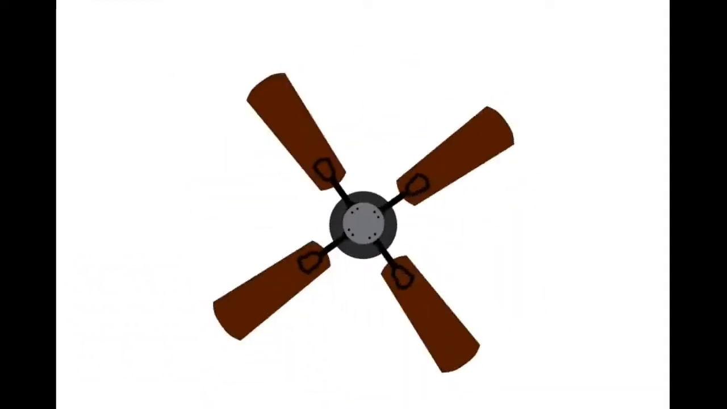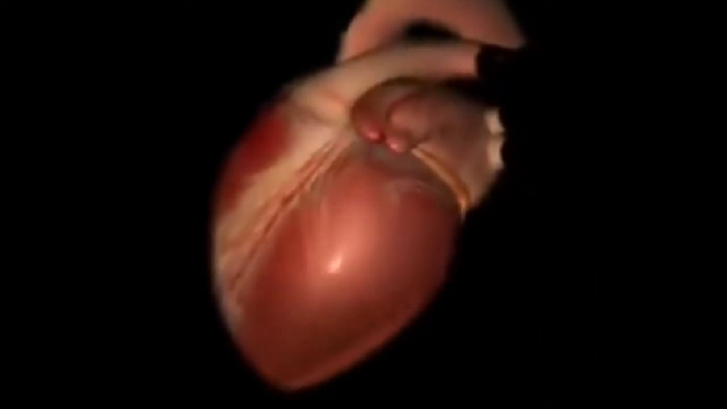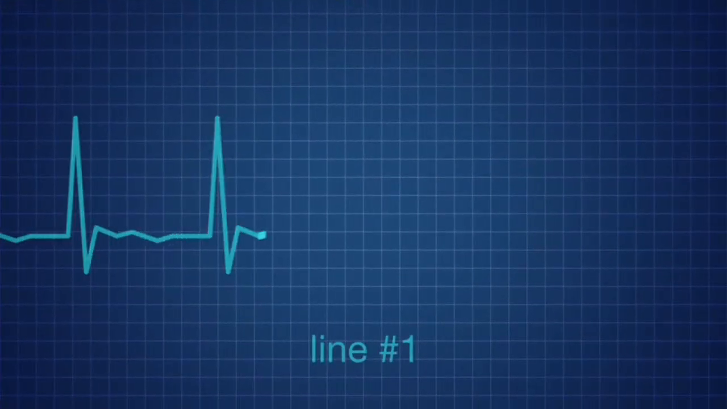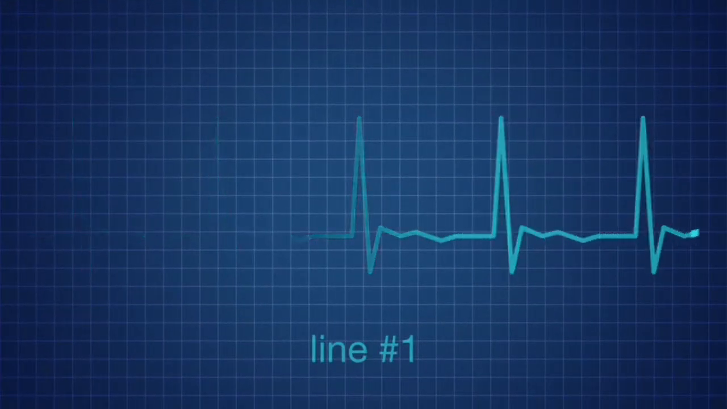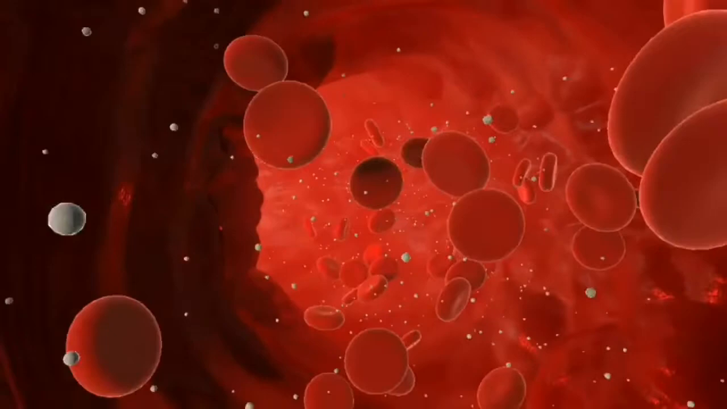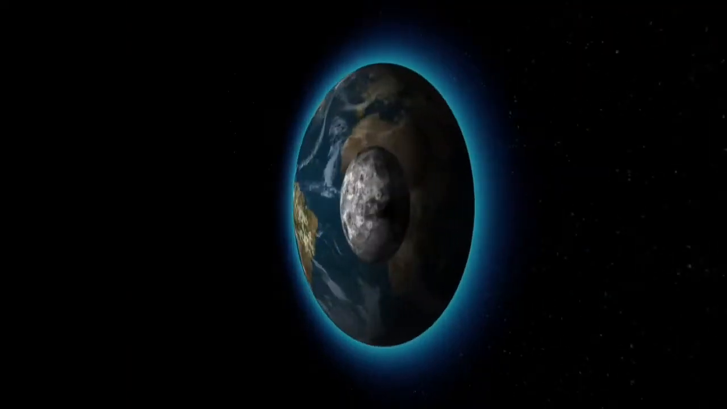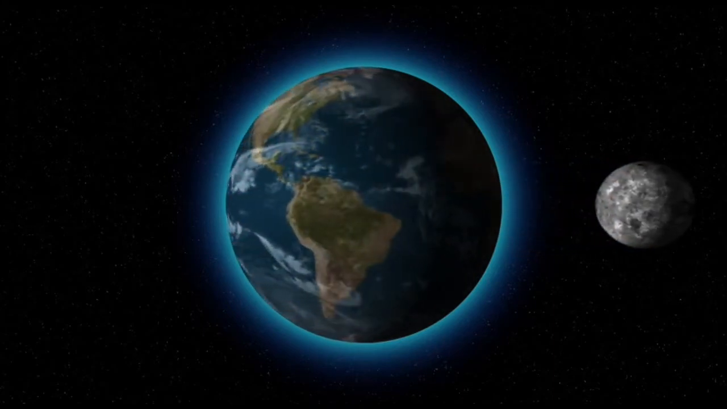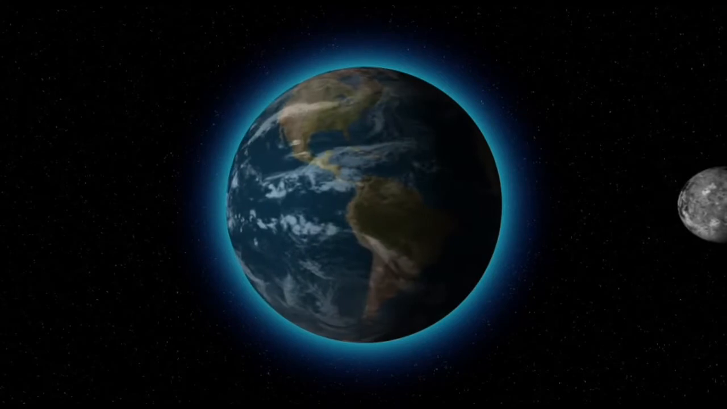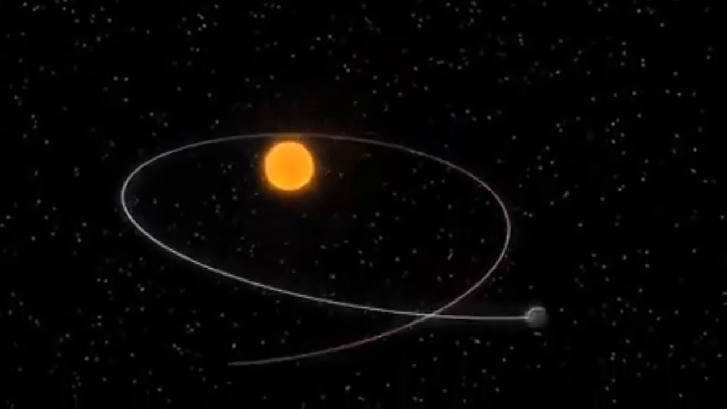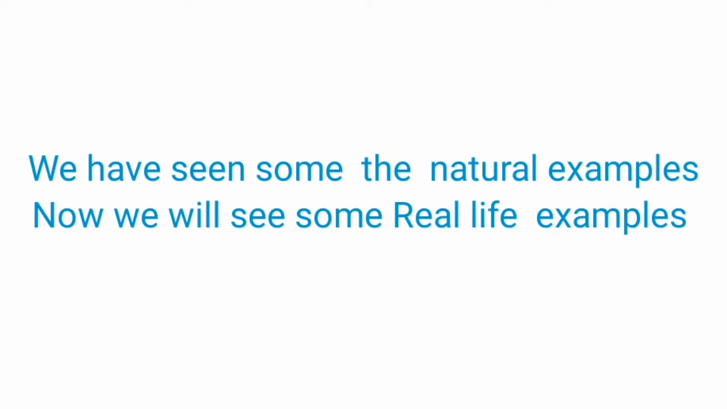Fan is moving. Our heart is beating all the time. Therefore this graph is always moving. Our blood is always flowing. Earth is always moving. Earth is always moving around the sun. We have seen some of the natural examples.